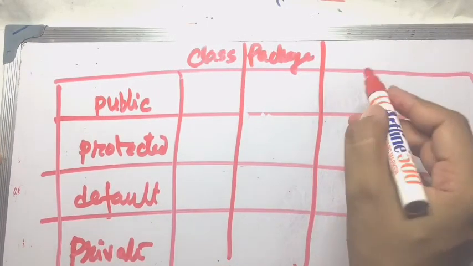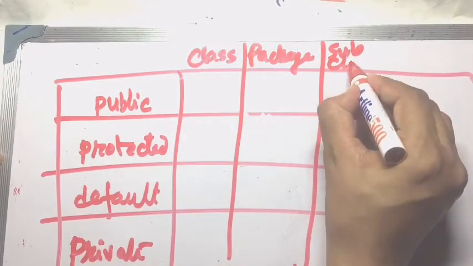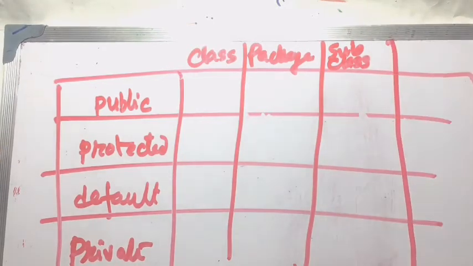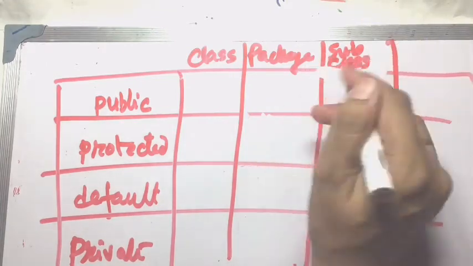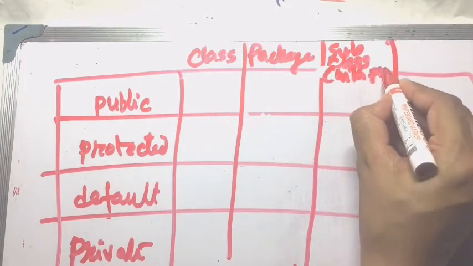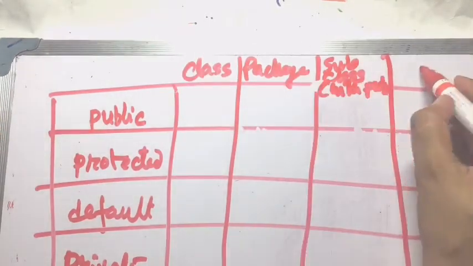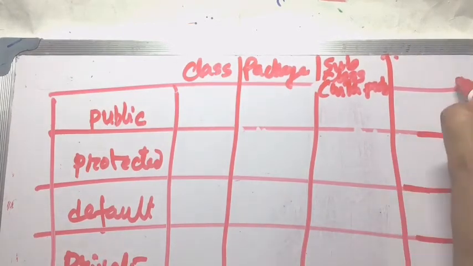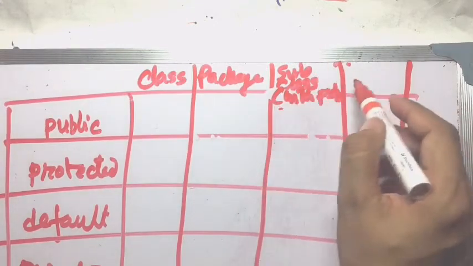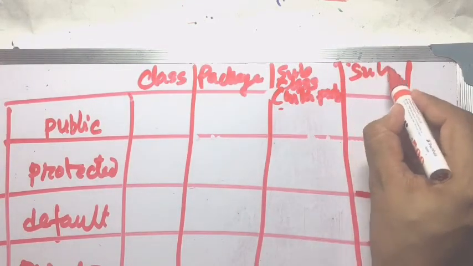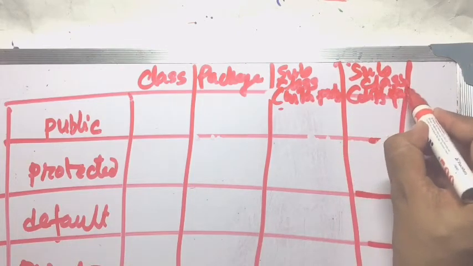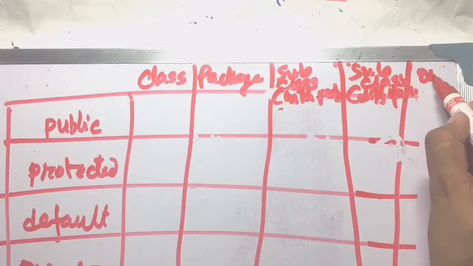This is a package. Next is subclass, meaning inheritance. One class inherited by another class, subclass. This is subclass within same package, within package. Next is subclass in a different package, and then this is the outside class.